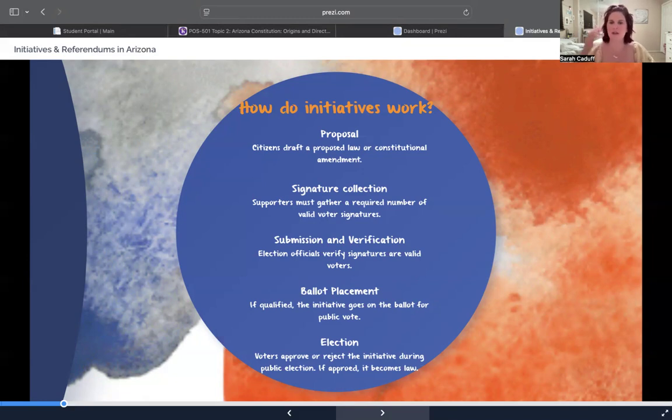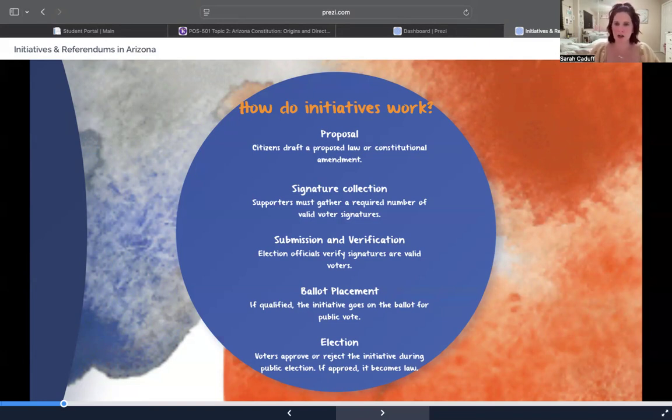Now, if the signatures collected hit the required amount, then it will be put in for submission and verification. That is, election officials verify signatures are valid. So there are people that go through and check those signatures because there are bound to be signatures that are not valid. They're not valid voters, or they don't match what is on the ballots that people get.